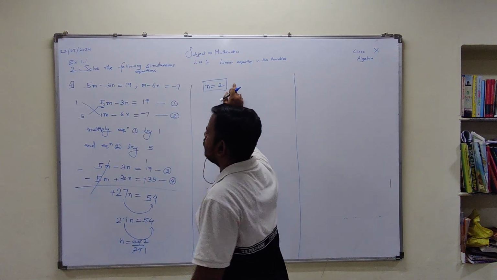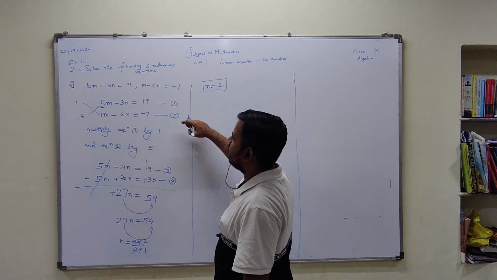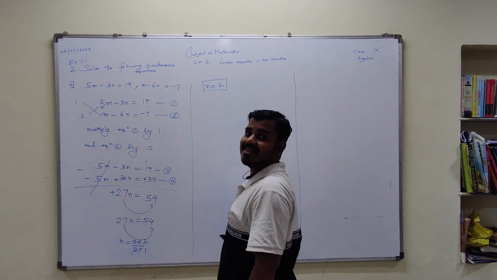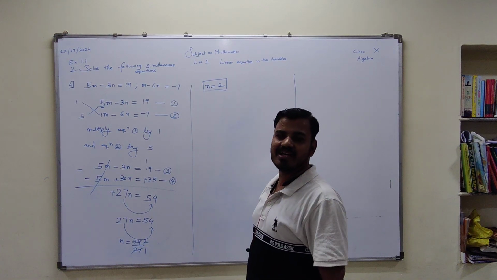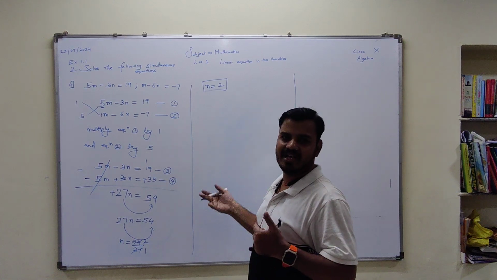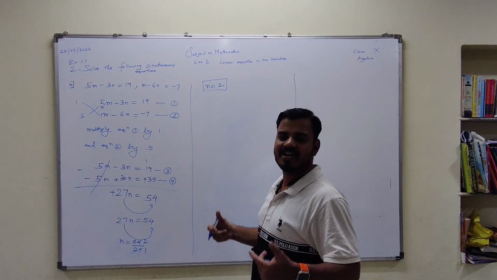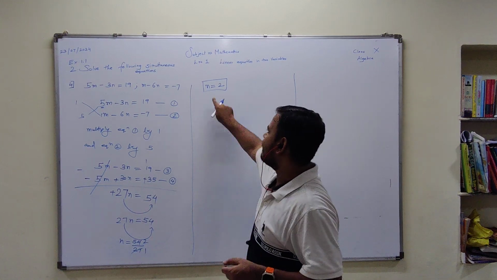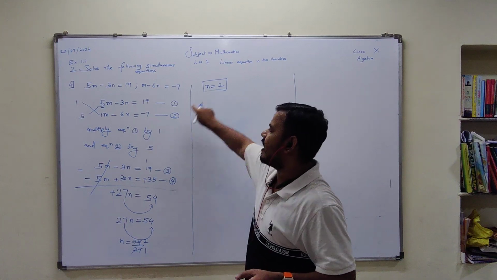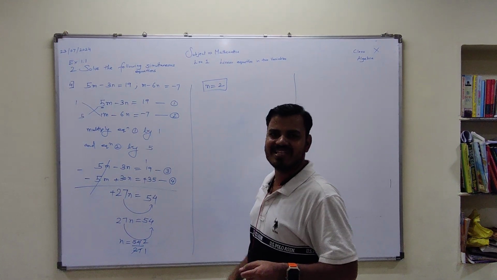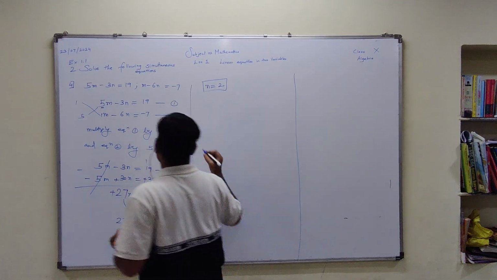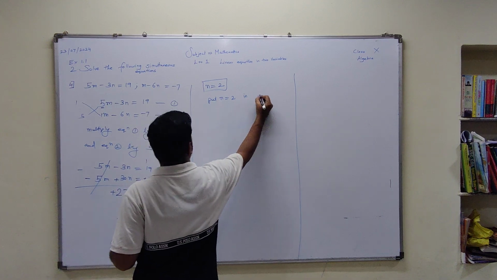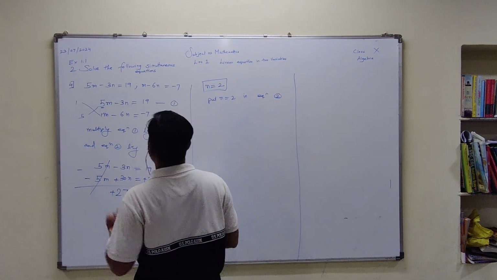Now we'll put the value of n equal to 2 in either of these equations. Whichever you find easy to solve, you have to put it in that equation. It is not necessary that you put it in the harder equation, or it becomes very difficult for you to find out the value of the other variable. One variable we have got, n equal to 2. We will put this in the second one, so it will be very easy for us to do calculations. So put n equal to 2 in equation 2.